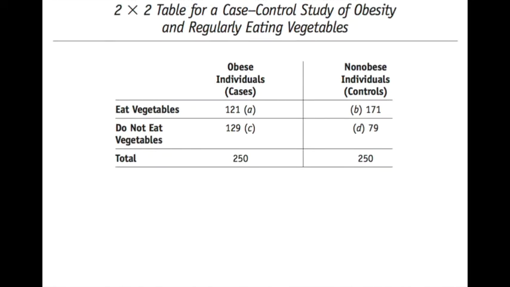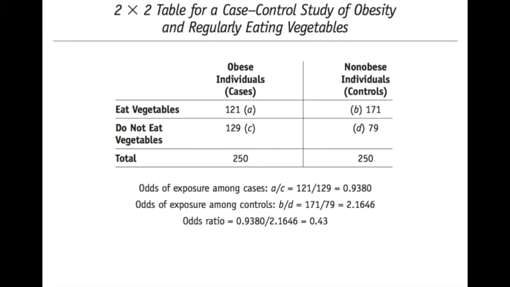In this example, we are looking to see if vegetable consumption changes the risk of obesity. What's the OR for this table? Well, the odds of exposure to eating vegetables among cases was found to be 0.43 times as large as the odds of that exposure among controls. Well, an odds ratio of 0.43 times as large is kind of hard to understand.